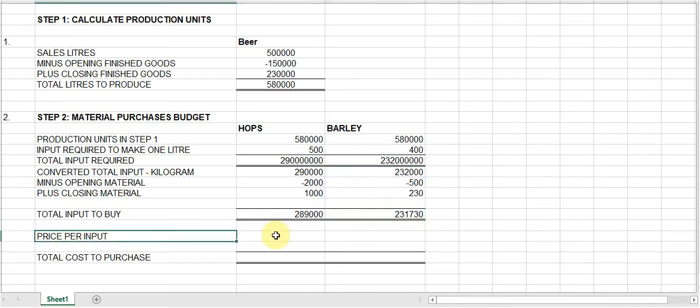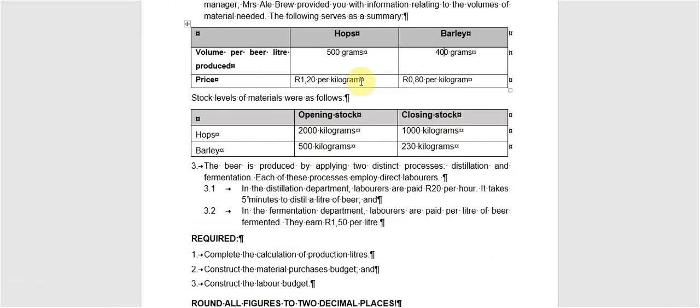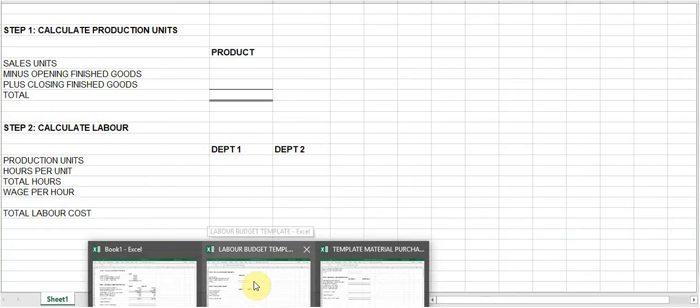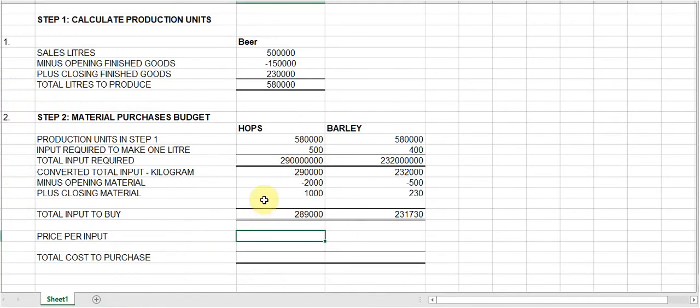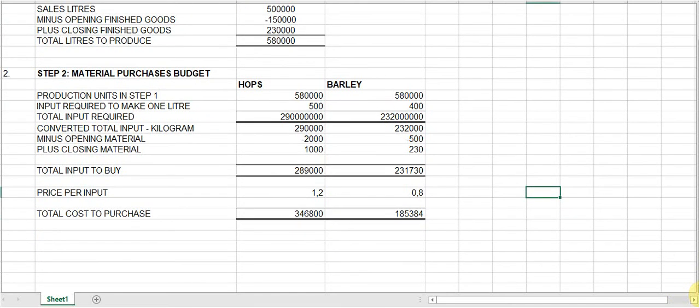Now I need to calculate the price, or I don't need to calculate it, but I do need to slot it in so that I can calculate the total purchases. If I look at the question, they do tell you what it costs. R1.20 for hops, 80 cents for barley. And then of course we need to take our total to buy, and we need to times it by the price. And then that completes our material purchases budget.